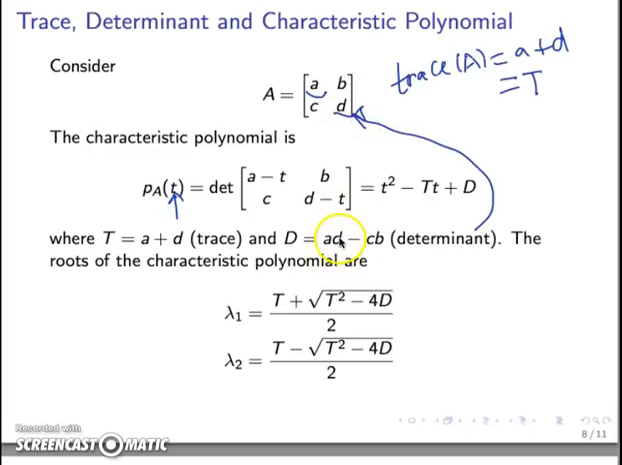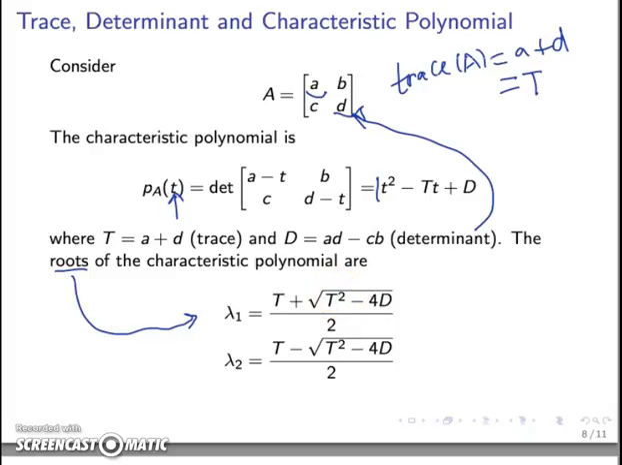So the determinant, this letter d here, denotes ad minus cb, the definition of a determinant of a 2 by 2 matrix. The roots of this characteristic polynomial, with coefficient 1, coefficient minus T, and coefficient d, are given by the quadratic formula, in terms of both the trace and the determinant of this matrix. So the first eigenvalue is the trace plus square root. The argument of the square root is typically what we call the discriminant.